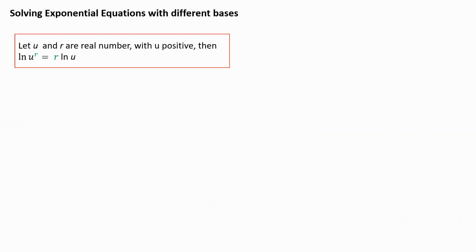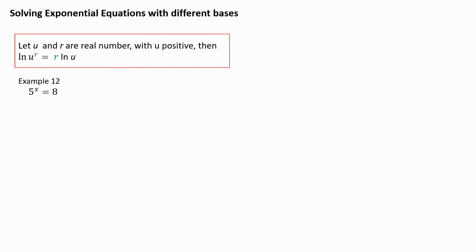Now let's apply another rule. It says that if u and r are real numbers with u positive, then the ln of u to the r power equals r ln of u, right? The exponent comes to the front. Example number 12. So this is the rule that we're going to be applying. So we have 5 to the x equals 8.